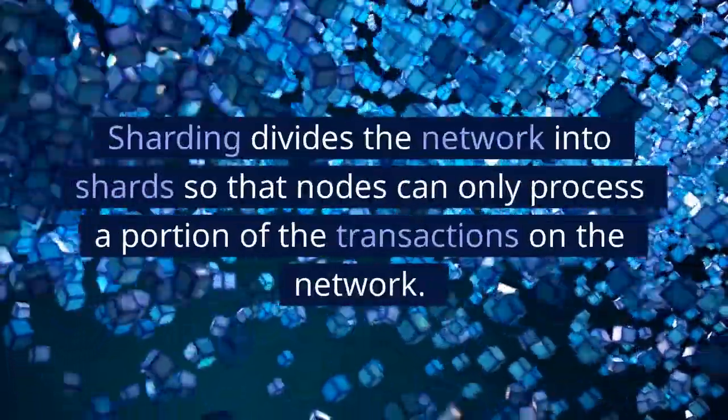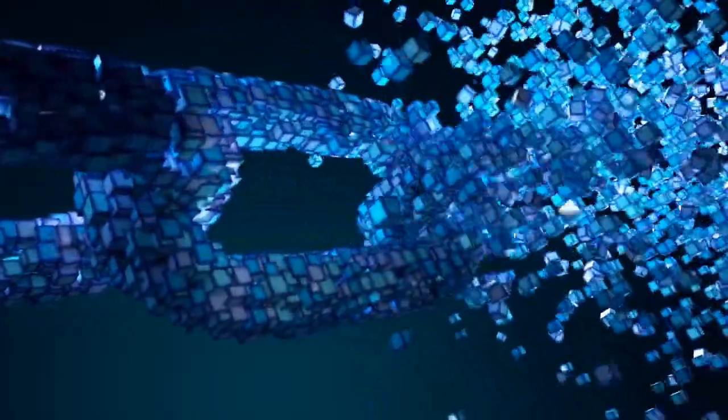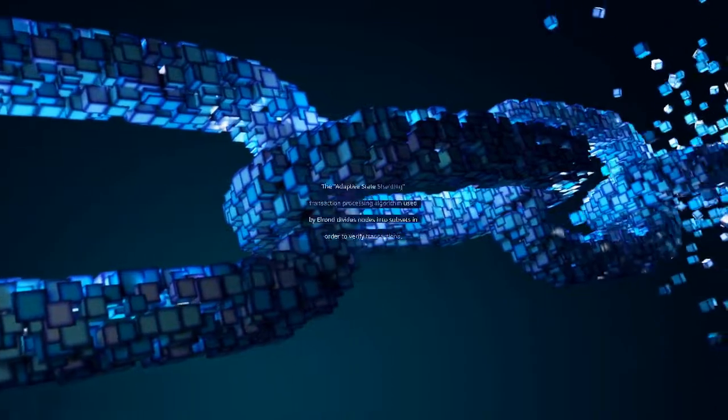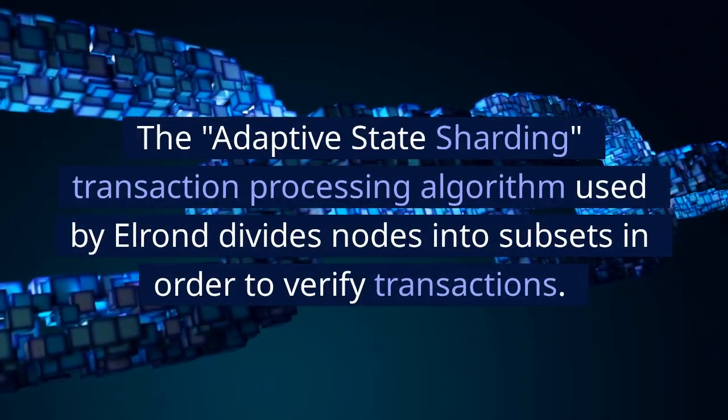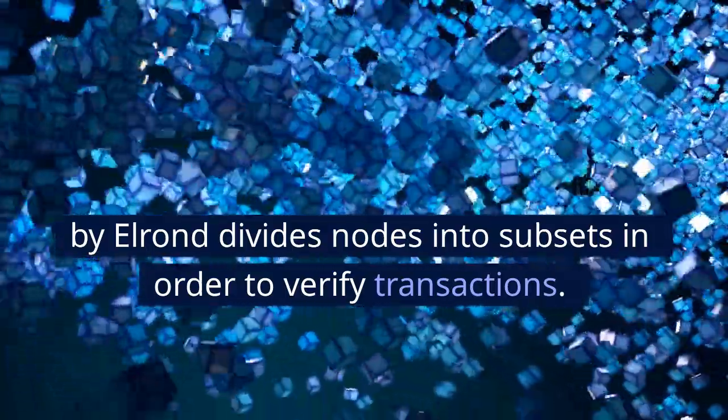Sharding divides the network into shards so that nodes can only process a portion of the transactions on the network. Additionally, competitor blockchains like Zilliqa and Polkadot use this method. The adaptive state sharding transaction processing algorithm used by Elrond divides nodes into subsets in order to verify transactions.